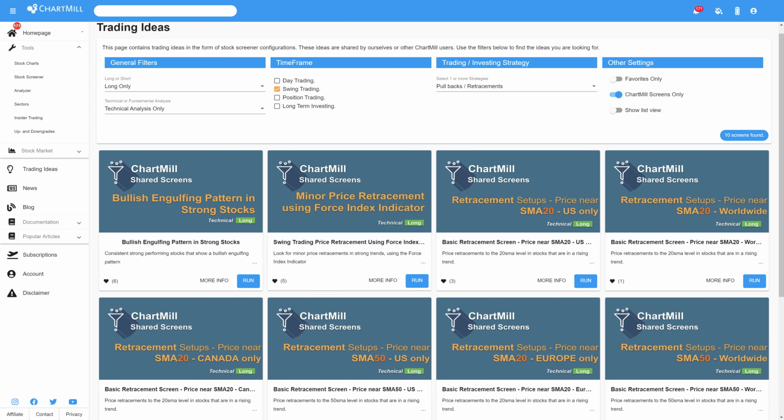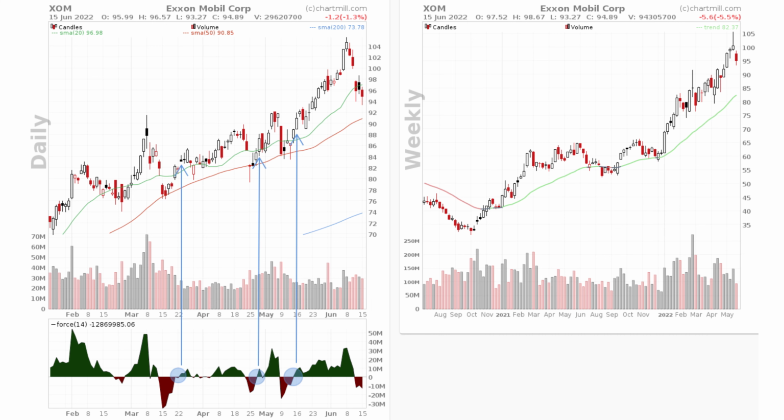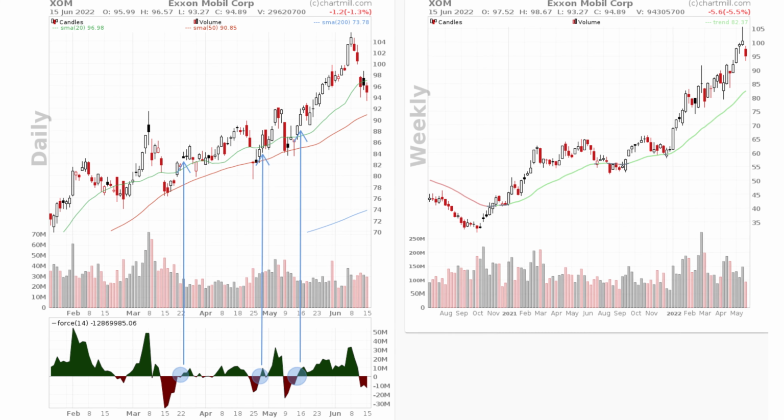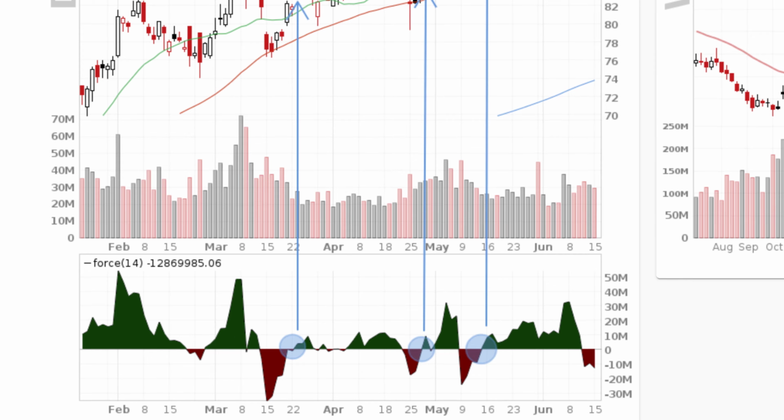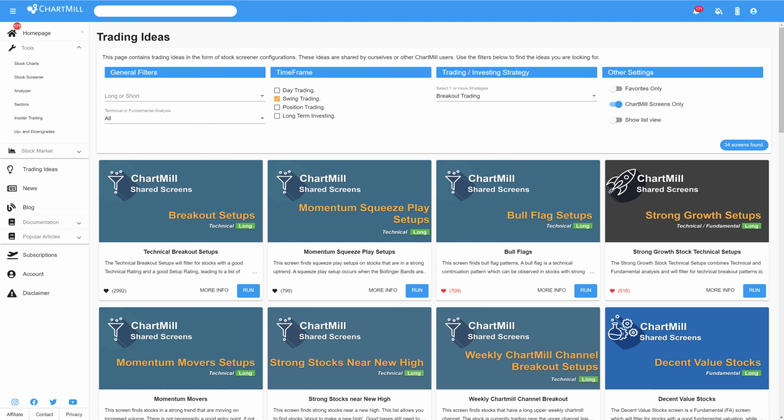The minor price retracement screen using the force index indicator is used to identify temporary pullbacks in long-term rising trends. The force index indicator, developed by Alexander Elder, uses price change in combination with volume to identify the strength of a price movement. The bull flag screen.